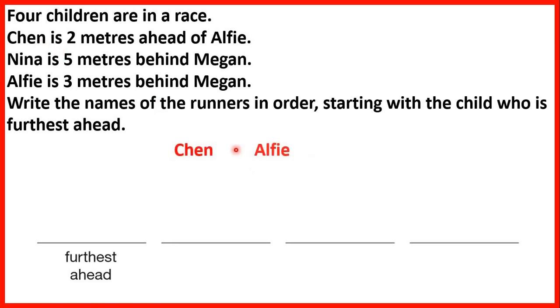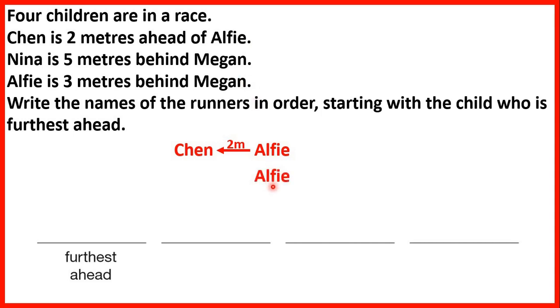So Chen is 2 meters ahead of Alfie. And then in our next statement, we're told that Nina is 5 meters behind Megan. But we don't know where to write that on our diagram because we only know about Chen and Alfie. So we don't know if Nina and Megan are further ahead up here or further behind. But the next statement tells us that Alfie is 3 meters behind Megan. And because that statement mentions a child who we already know about, we can write that on our diagram next.